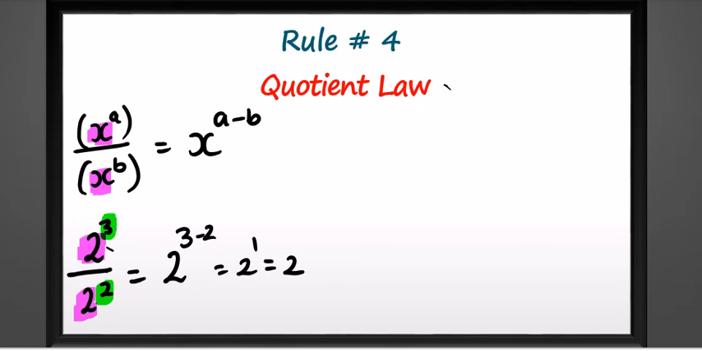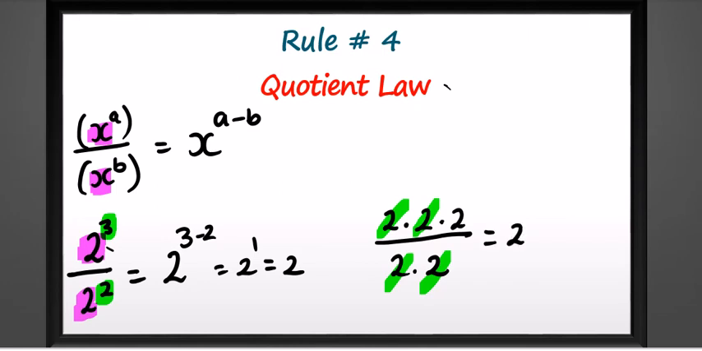Okay, so let's do it in a long way. 2 to the power 3 basically is 2 times 2 times 2 divided by 2 to the power 2, so 2 times 2 at the bottom. So now I can cancel it. 2 can cancel with this one. This can cancel with that one. What are you left with? Just 1, 2. See, we have the same answer. The laws are more handy when you have big numbers.